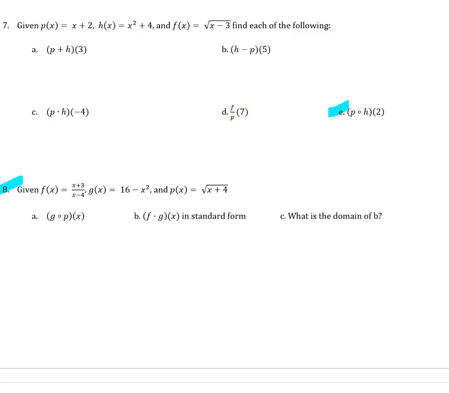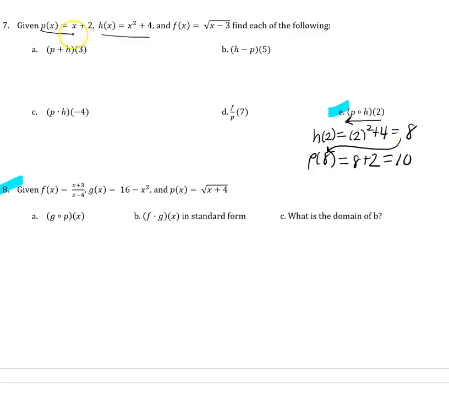The open dot is called a composition, and it has to be read from right to left. So the way you do this is you start with h, and you evaluate h at 2. So h is this function, x squared plus 4. So I'll do 2 squared plus 4. So that's 4 plus 4, which is 8. Now that result is going to end up going into our p function. So I'll evaluate p at 8. P is x plus 2, so I'll do 8 plus 2, and that gives me 10. So again, I'm just referring to the functions h and p here. I did h first, then p.